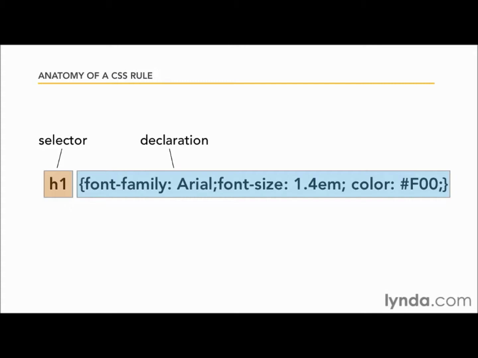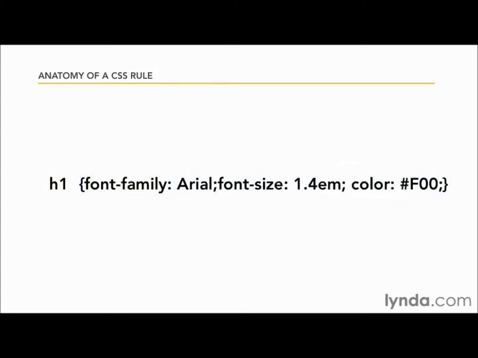Inside the declaration, we have properties and values. Notice that they're separated by a colon and then ended with a semicolon. This tells the browser to move on to the next property if there are any available. In this case, our rule would take all heading 1s on the page, make them Arial, 1.4 ems in size, and red. Now, if you're brand new to CSS, the syntax can look a little intimidating, but by breaking down the syntax into its individual parts, it's easy to see how simple a CSS rule actually is.